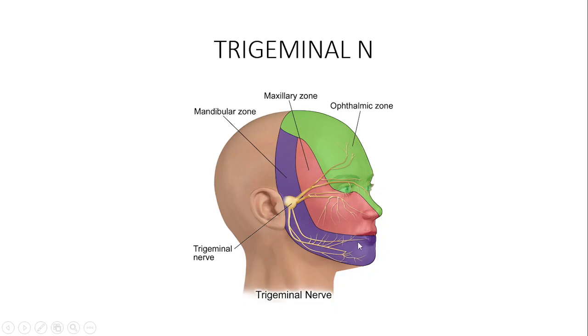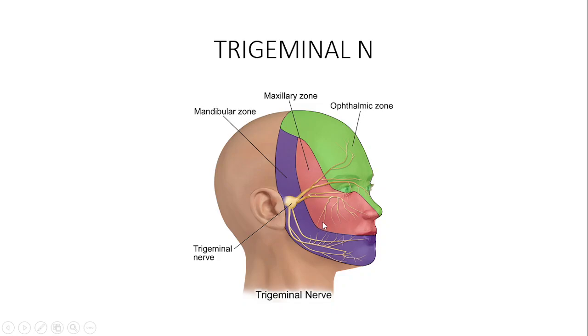Which are these? One, the masseteric muscle, somewhere found here. The temporalis muscle, the medial and the lateral pterygoid muscles. These are the muscles that help in what? Mastication or chewing. And that is where it gets its motor function. So that is about that.